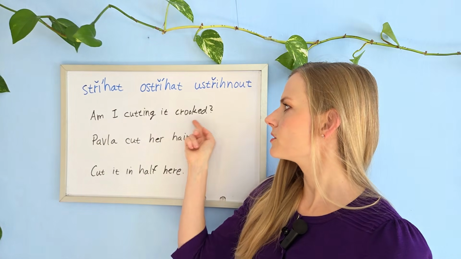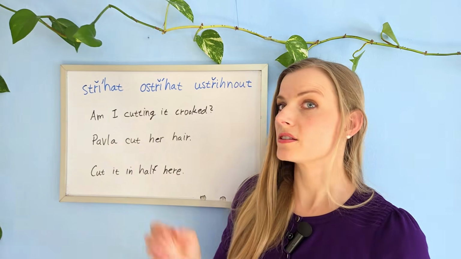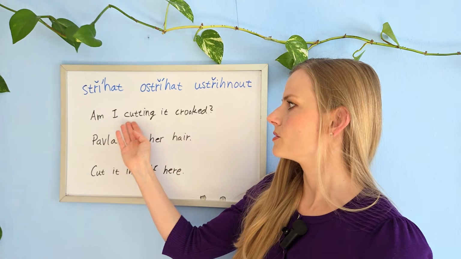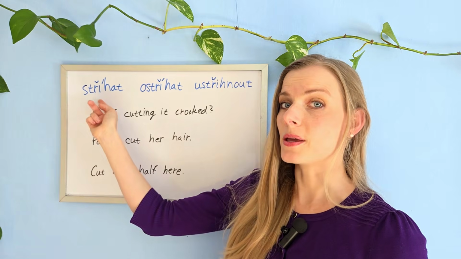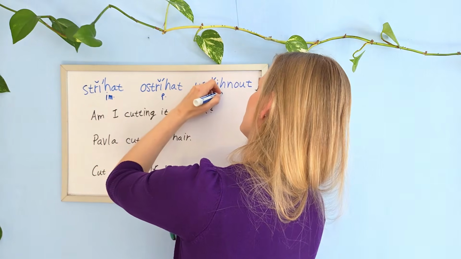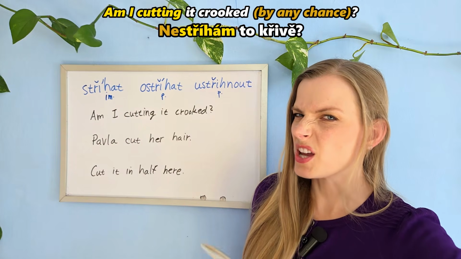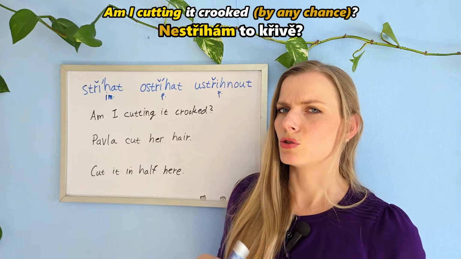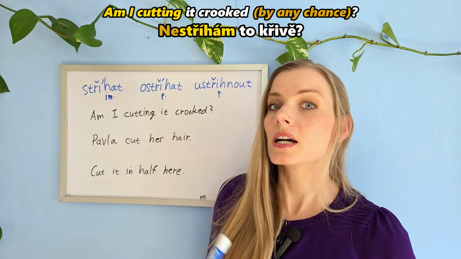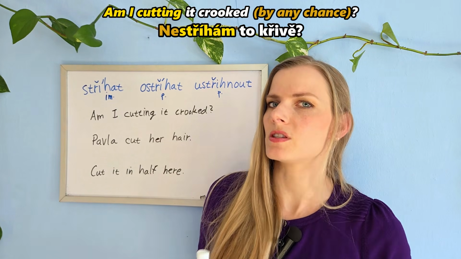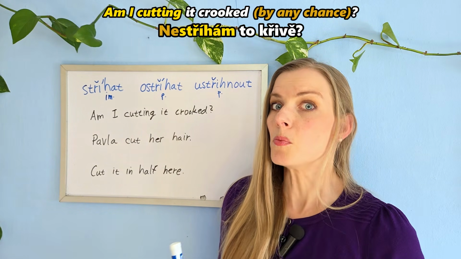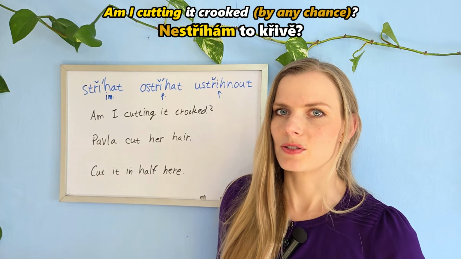If you see these without more context, some of them might not be very clear, like this one. Let's see. Am I cutting it crooked? You need to know what is it that you're using for cutting. You need the context. In this case, we know we're using scissors and we need the present tense, so stříhat is the only imperfective one here. Imperfective verb is stříhat and these two are perfective. Am I cutting it crooked? Nestříhám to křivě. I chose nestříhám because it's a little bit more careful. Like, am I cutting it crooked by any chance? But of course, you could say stříhám to křivě. If you ask nestříhám to křivě, you're hoping that it's not the case that you're cutting it crooked.